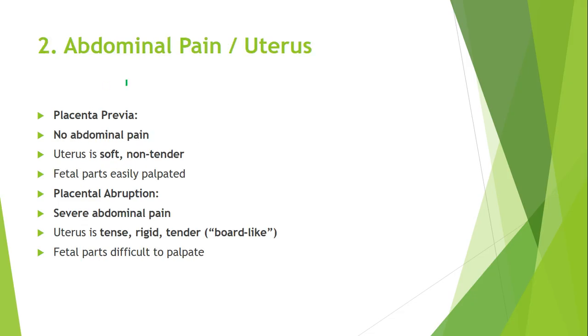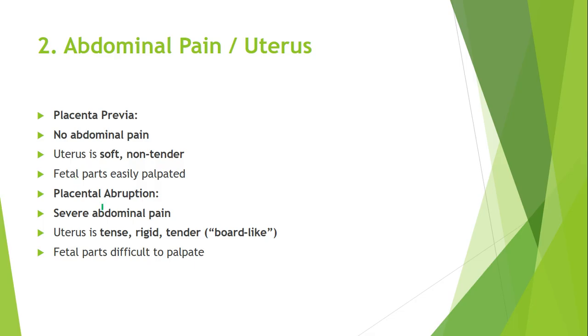Next is the pattern of abdominal pain and uterus. In placenta previa, there is no abdominal pain. The uterus is soft, non-tender. Fetal parts are easily palpable. So in placenta previa, you can easily palpate or feel the fetal parts.